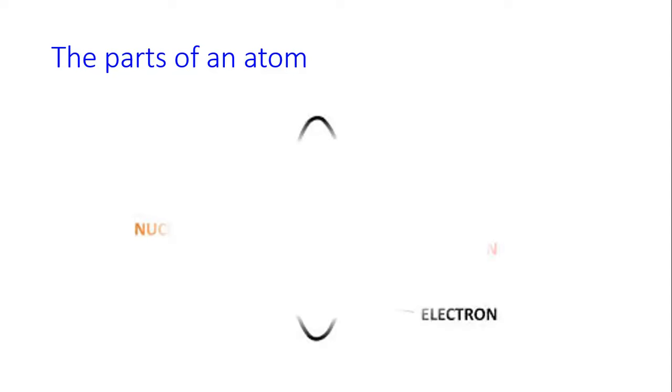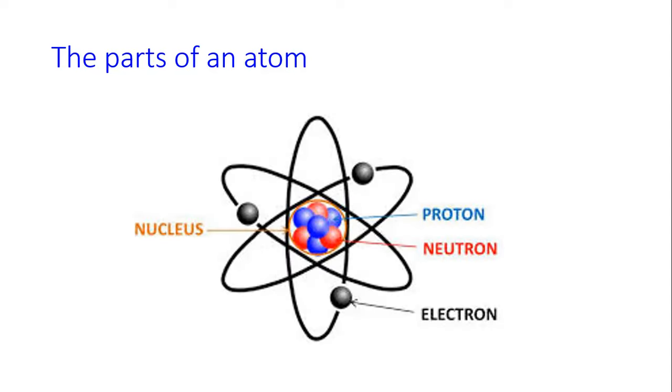The parts of an atom are, in the center, the nucleus. The nucleus has two parts: protons and neutrons. Then spinning around the nucleus in orbits we have electrons. The protons have a positive charge and the electrons have a negative charge, and they keep each other away.